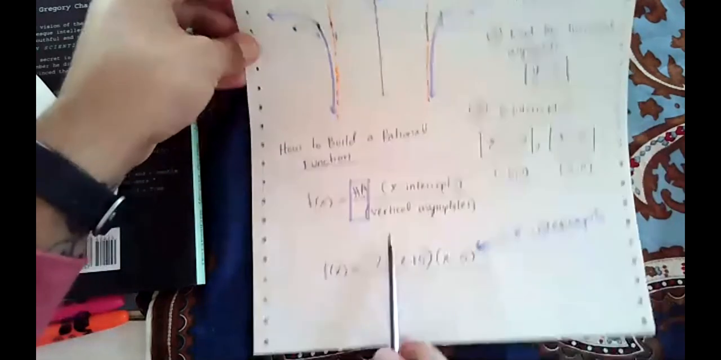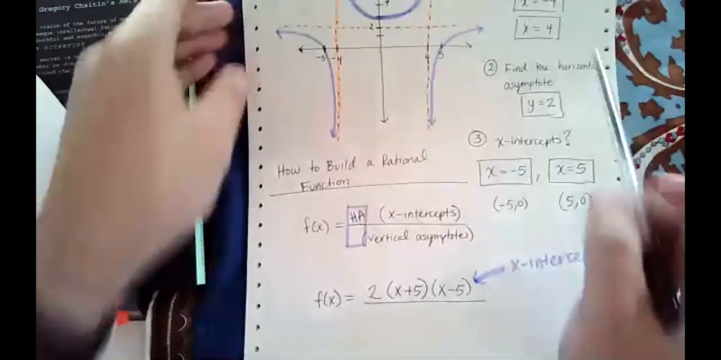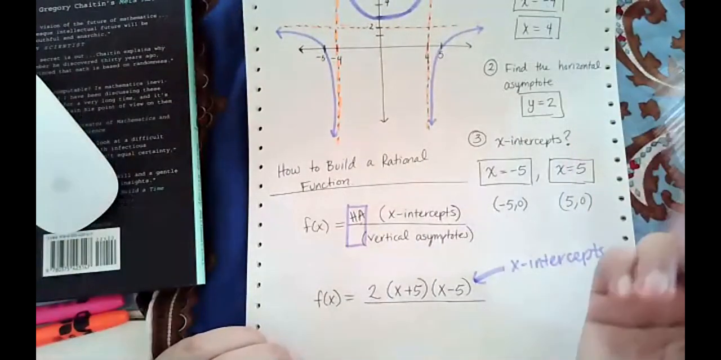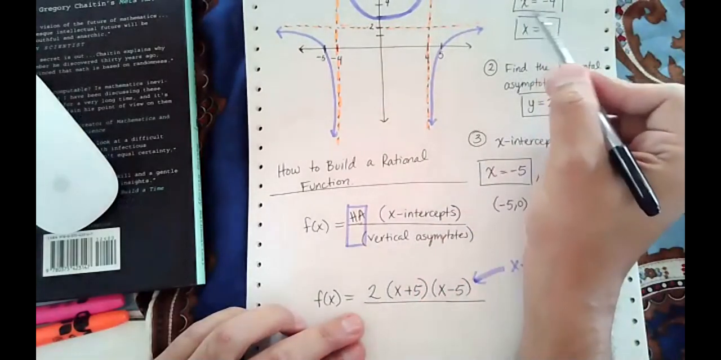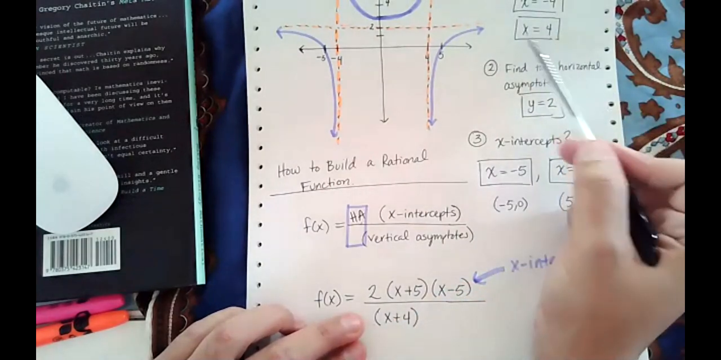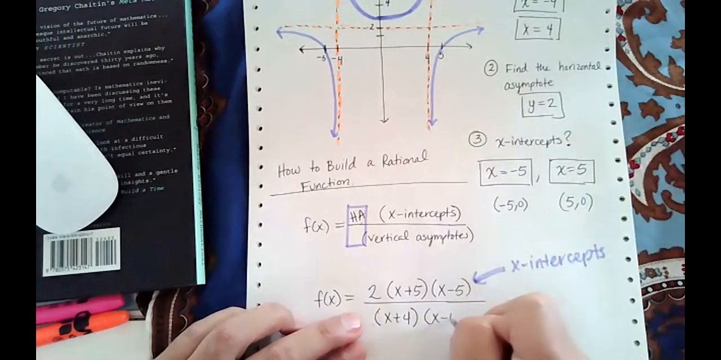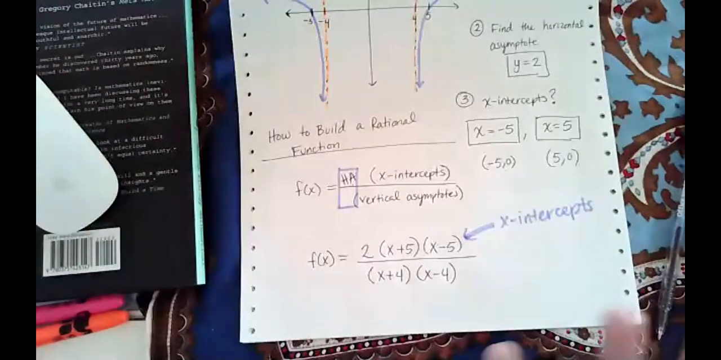Finally, the bottom of the function is going to be built from the vertical asymptotes. And since we have these, we could do that same process of unsolving them. So the first one, if I added 4 to both sides of those, I would get x plus 4 is equal to 0. And then this one would give me x minus 4. And that would be it. That would be how you build the function.